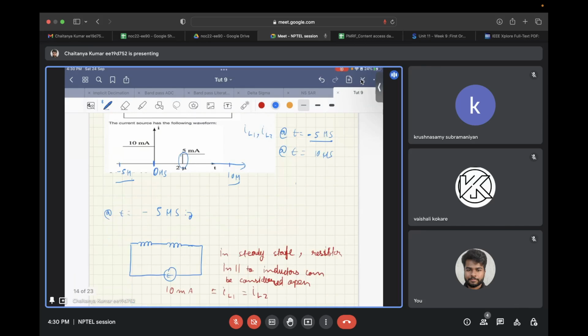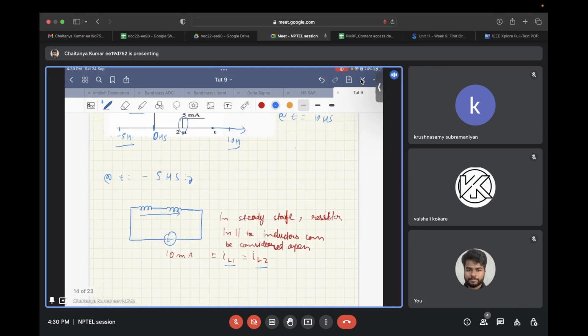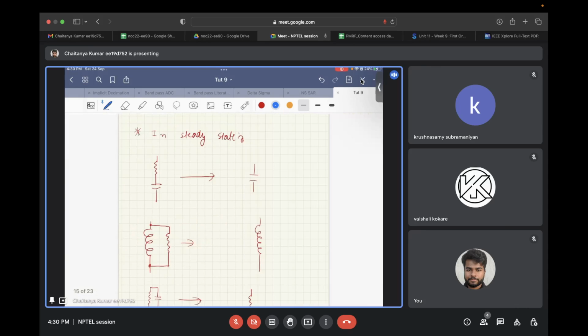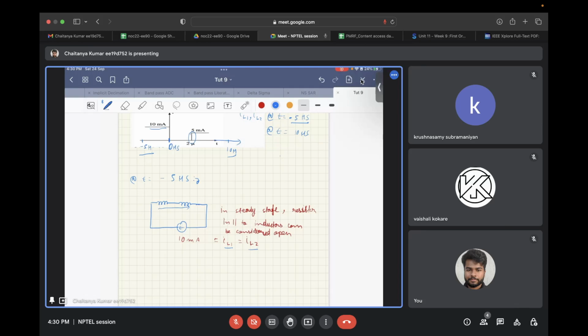So in steady state, you have a current source that is pushing current into two inductors in series. And since the inductors are in series and series current is equal, at t equal to minus 5 microseconds, where the input current is 10 milliamps, both IL1 and IL2 will be equal to 10 milliamps. And again, at t equal to 10 microseconds, both IL1 and IL2 will be equal to the input current, that is 5 milliamps. So this was a straightforward extension of the previous problem.